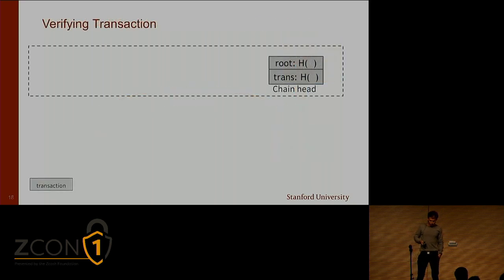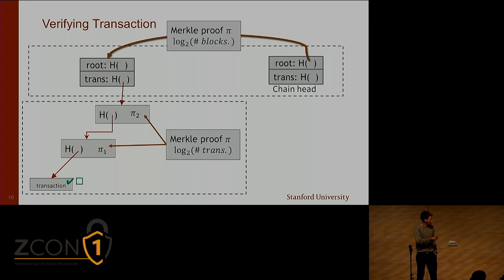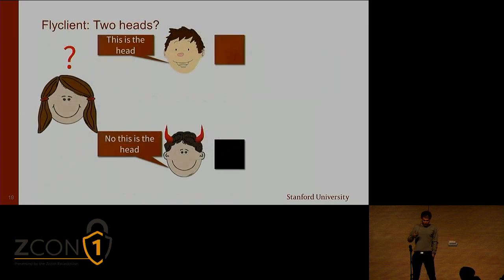So to verify transactions now, our super light client just needs to store this one chain head, which is very small. And then, if I verify a transaction which happened a long time ago, I receive a Merkle proof that this old header was part of the chain, and then I receive another Merkle proof that this transaction is part of that header. So now the big question is, how do we do the FlyClient proof of work?